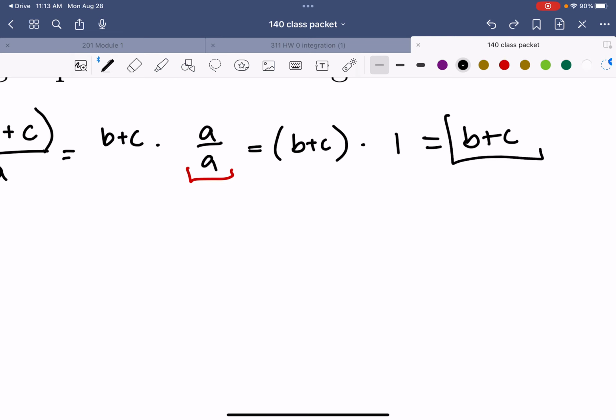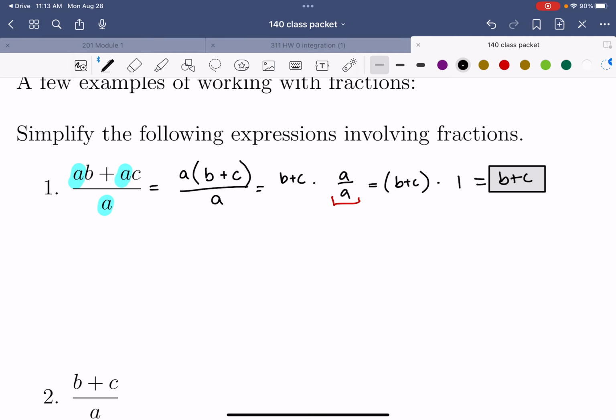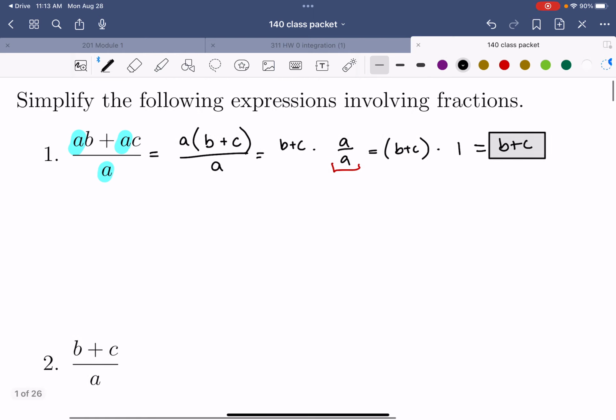And what that allows us to do is simplify fractions where we have something in each term. So essentially, as long as you have an A in every single term in the numerator and every term in the denominator, I can cancel it in both places, okay? And that's what I want you to see here.